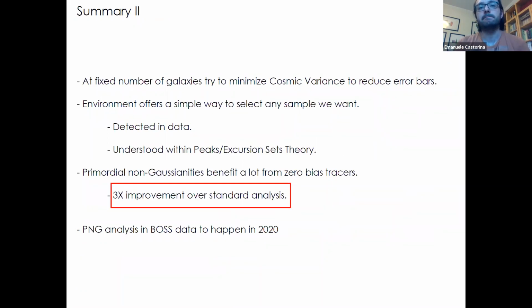So this is my last slide, and then there will be a final summary. The message here is that if you have a fixed number of galaxies, you want to minimize cosmic variance. And if you cannot split into different samples, and there's no effective way to do this nowadays, we can use other information contained in the sample itself, for instance, the environment. People looking at the environmental dependence of galaxy formation have already done this in the data. We just exploited the same argument to show that this would also work for primordial Non-Gaussianities, and in principle improve error bars by a factor of 3. And we have started downloading the BOSS data to try to do this ourselves on BOSS rather than the slow main sample.